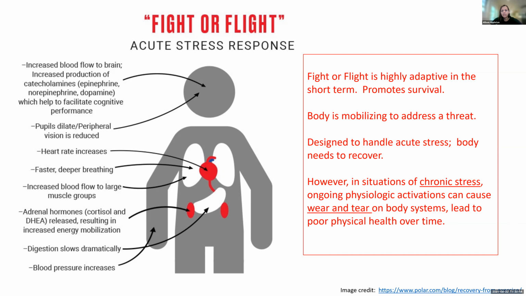Now, this system has been designed to handle acute stress, not chronic stress. Our body has to recover from this intense mobilization across all of our body systems. But what happens in situations of chronic stress, this ongoing physiologic activation can lead to wear and tear on our body systems and result in poor physical health over time. And what this schematic of the fight or flight response is showing, all these different body systems are involved, and having this wear and tear across the body is one way in which we see the effects of stress manifesting in poor health outcomes across different body systems.